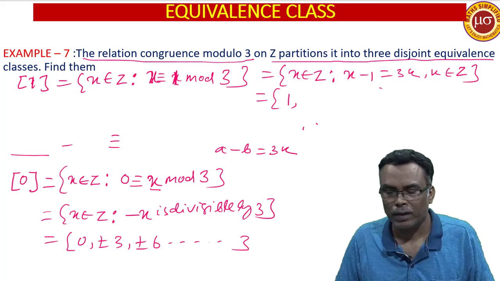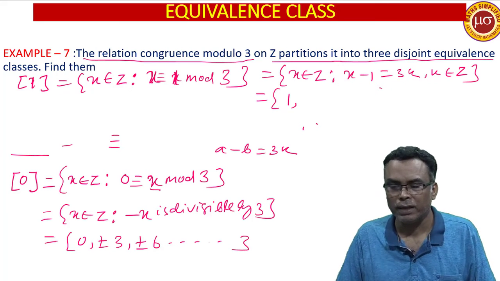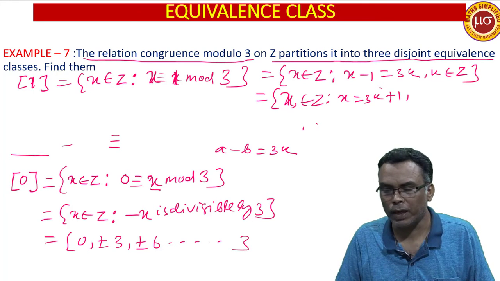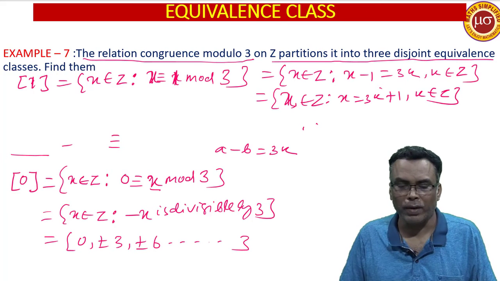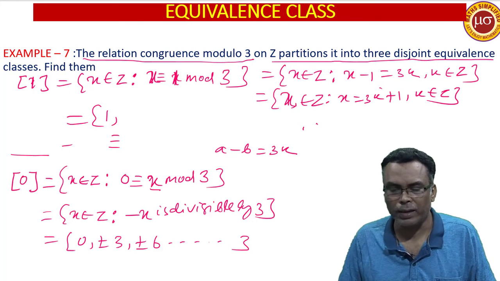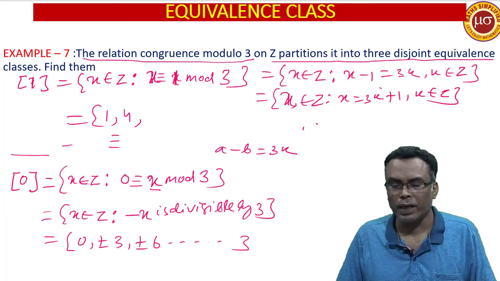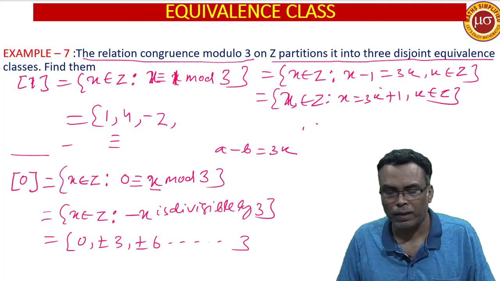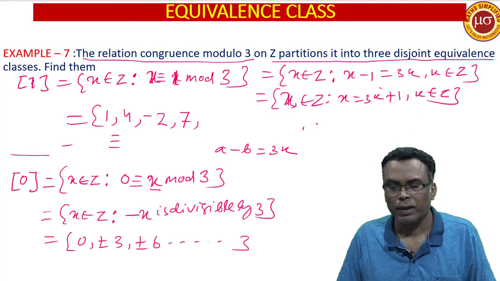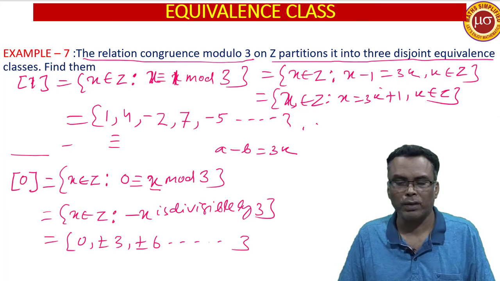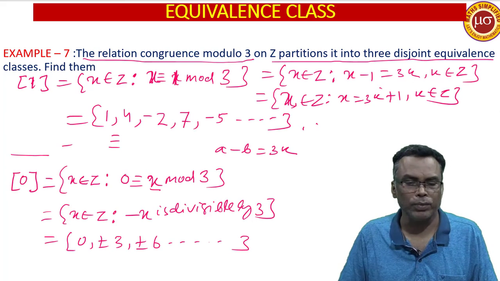I can write x belongs to Z such that x equal to 3k plus 1 where k belongs to Z. Now how will we write this? For k equal to 0 it is 1. Then k equal to 1 gives 4, k equal to minus 1 gives minus 2, k equal to 2 gives 7, k equal to minus 2 gives minus 5, and so on. This is the equivalence class of 1.